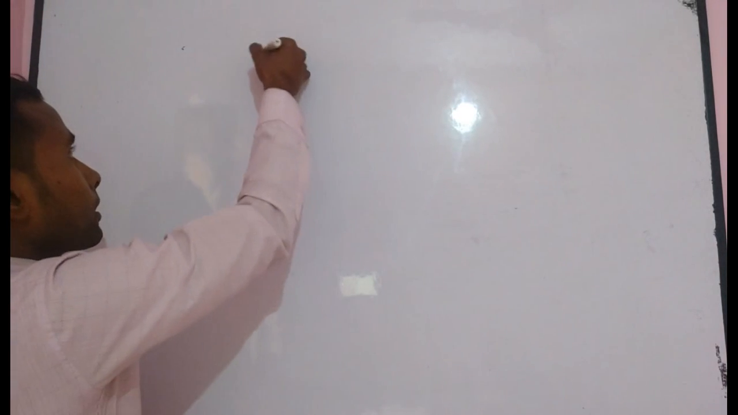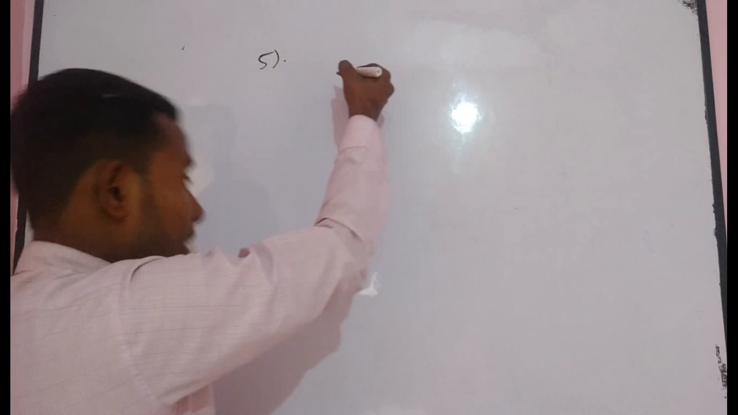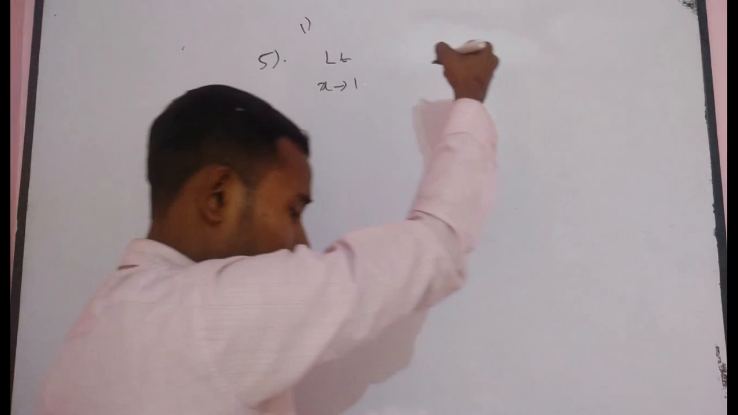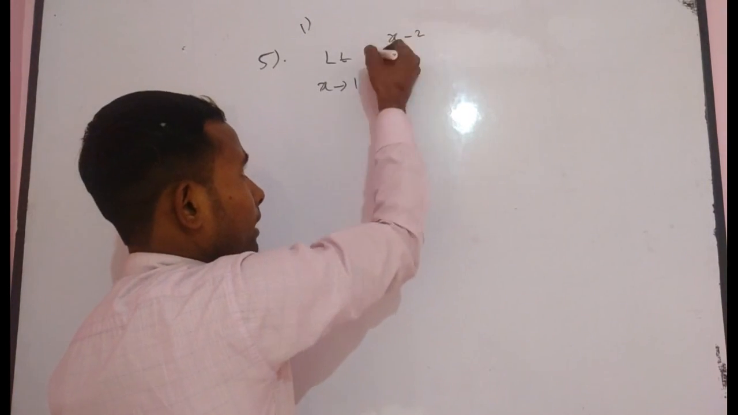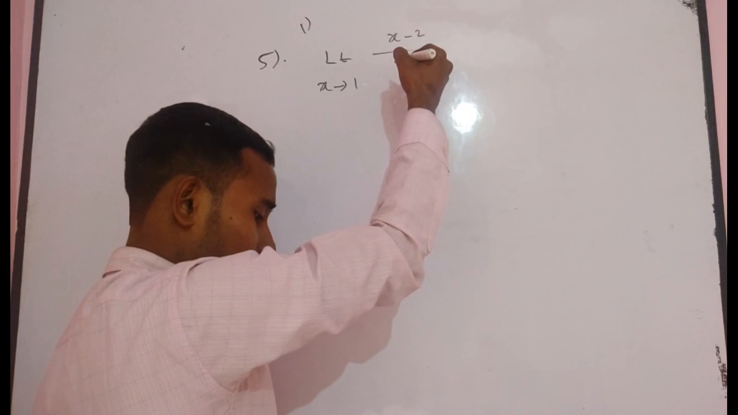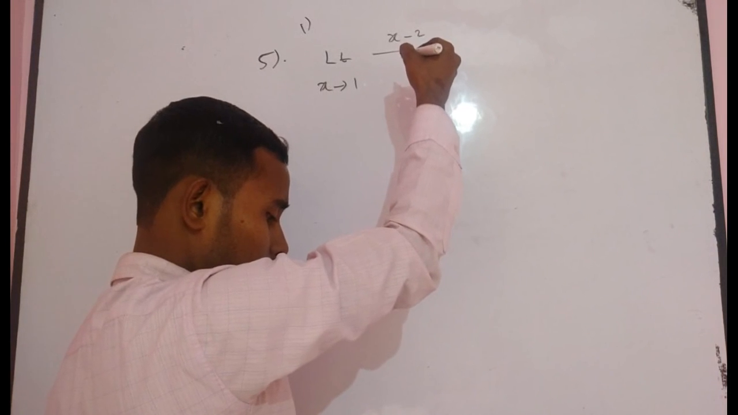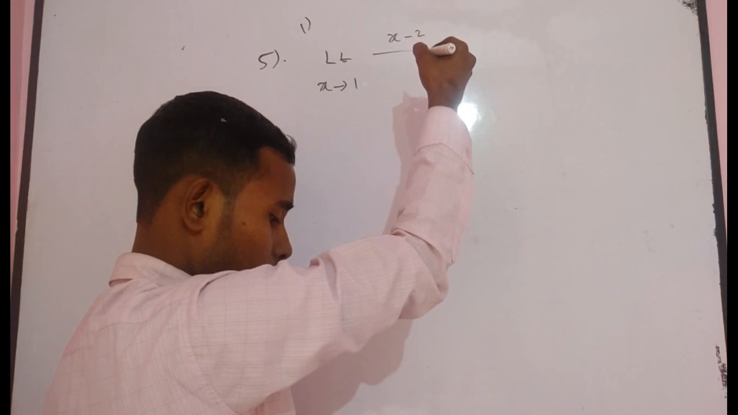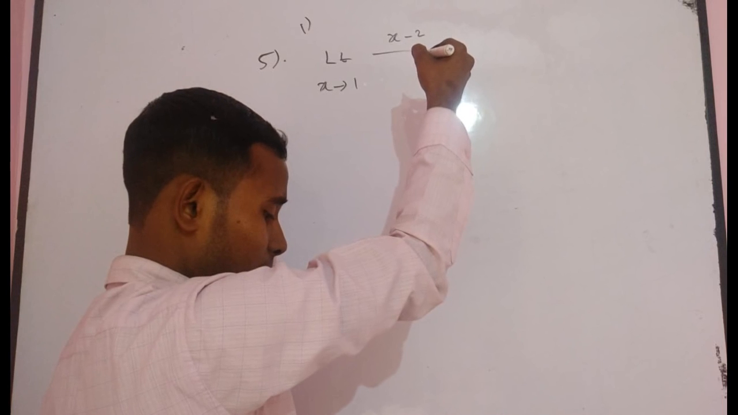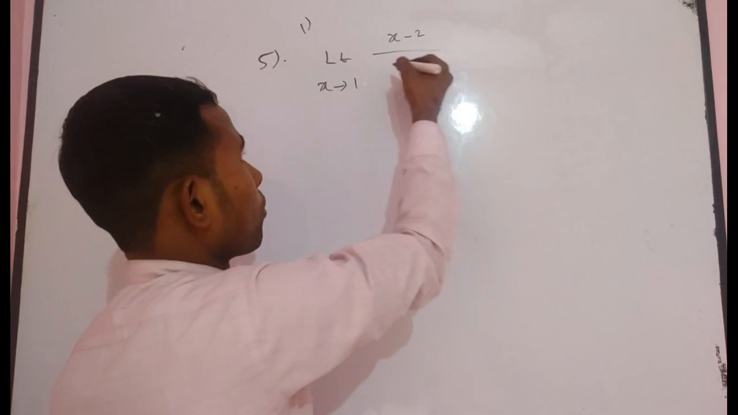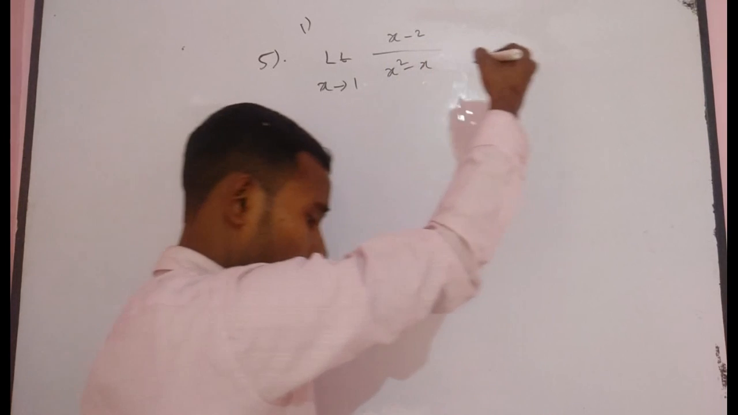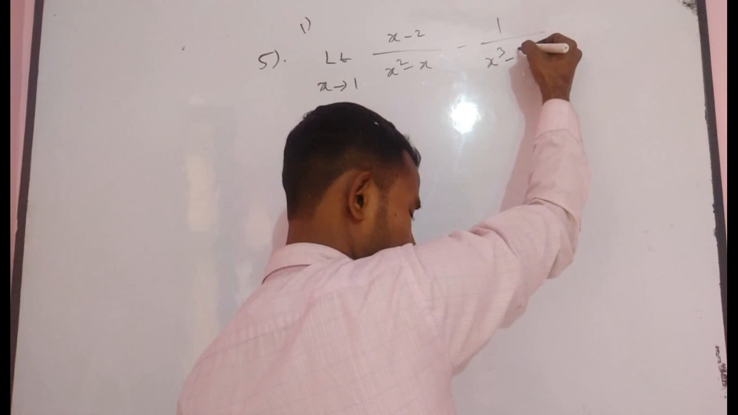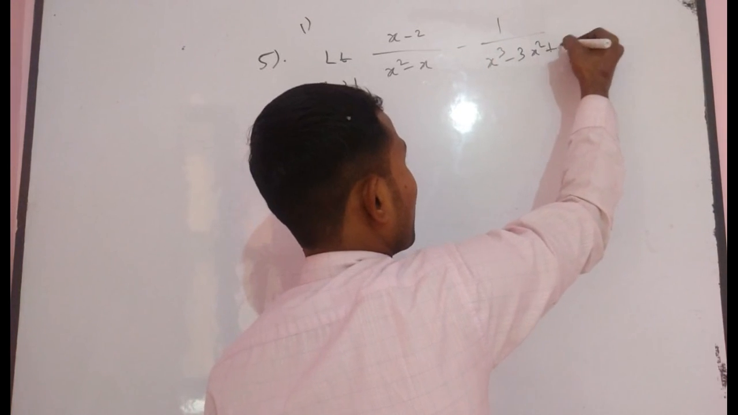Now I want to take problem 5. In problem 5, it is given that limit x tends to 1, x minus 2 divided by x square minus x minus 1 by x cube minus 3x square plus 2x.